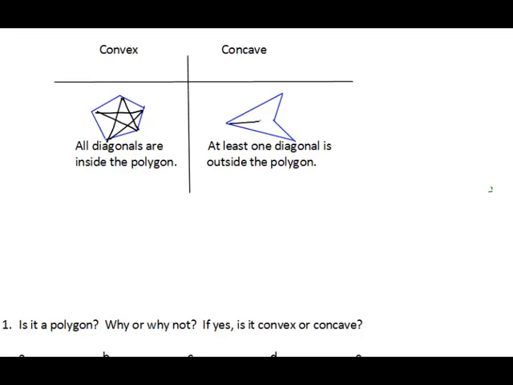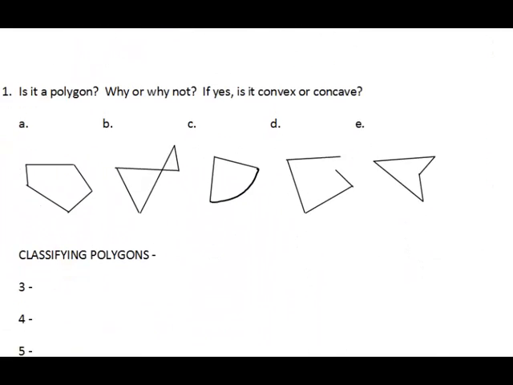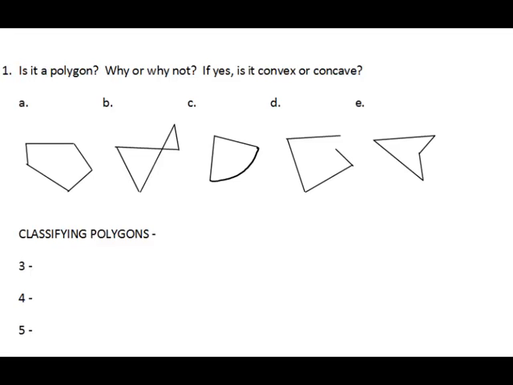So if you connect 2 non-consecutive vertices, you end up with this diagonal outside the polygon. Okay, what that means is that one of the corners is pointing in, and that's concave. Okay, so whenever you see a polygon where all the sides point out, all the corners point out, that's convex. Whenever you have one where maybe even most of the corners point out, but one of those corners points in, that's going to be concave. Okay, so what we've got to do for the next section is figure out if it's a polygon, and then is it convex or concave.